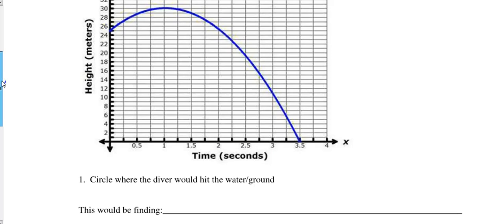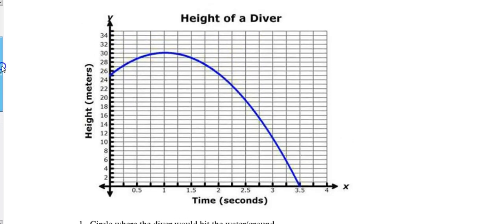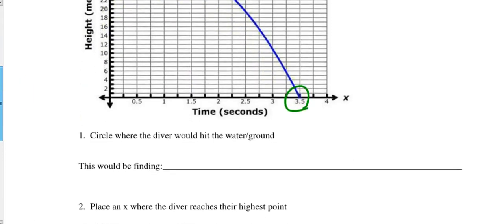Number 1 says, circle where the diver would hit the water or the ground. So when you look at this picture, at what point does it represent him hitting the water or the ground? Hopefully a diver would not be hitting the ground. That would be bad. So let's see. When I look at this graph, I see this is where he started and then made the dive. So right here, I'm going to circle there. That's where he hit the water.